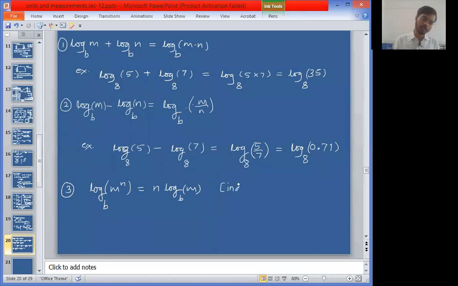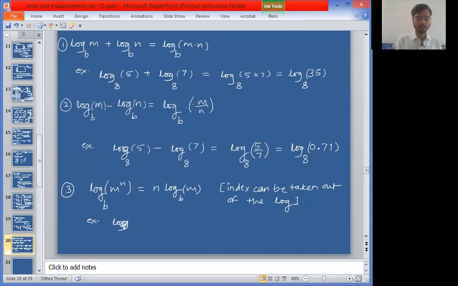Can you remember the statement? Index can be taken out of the log. Just keep on writing, simple basic things. Initially you have to make a note of it, only then are you going to remember it. Okay, sir. Log of m raised to n is n log m. You can take the index outside.